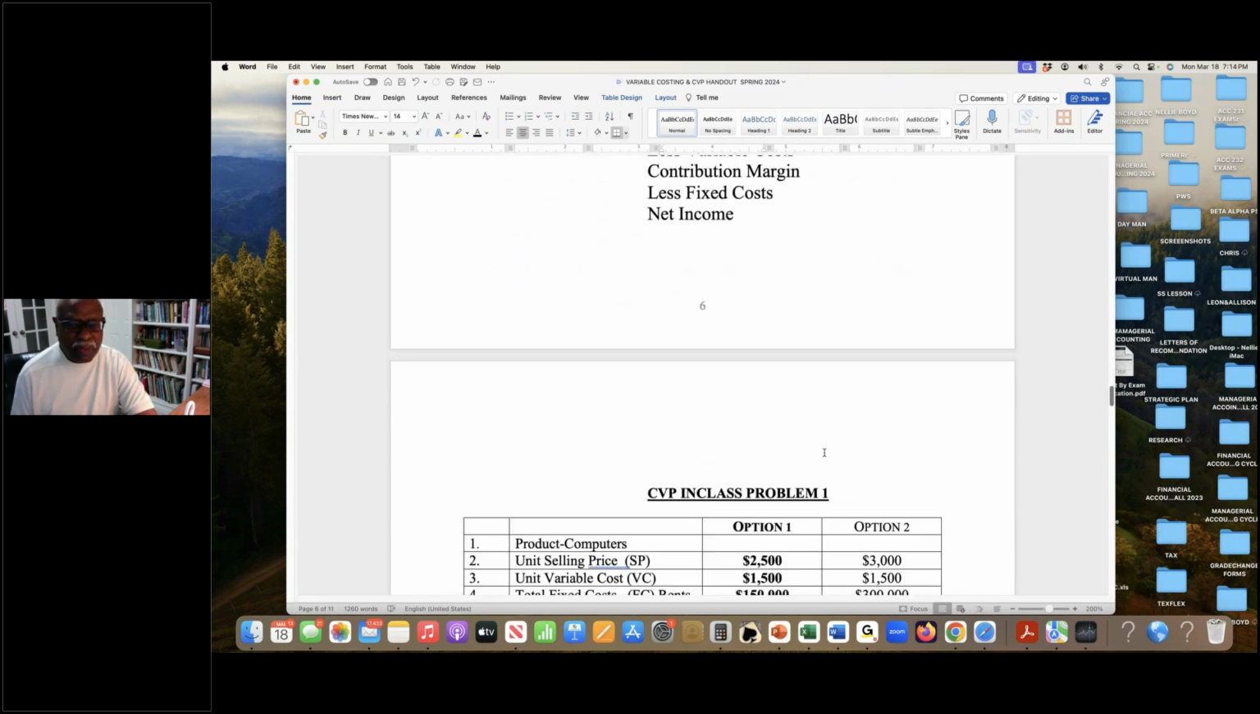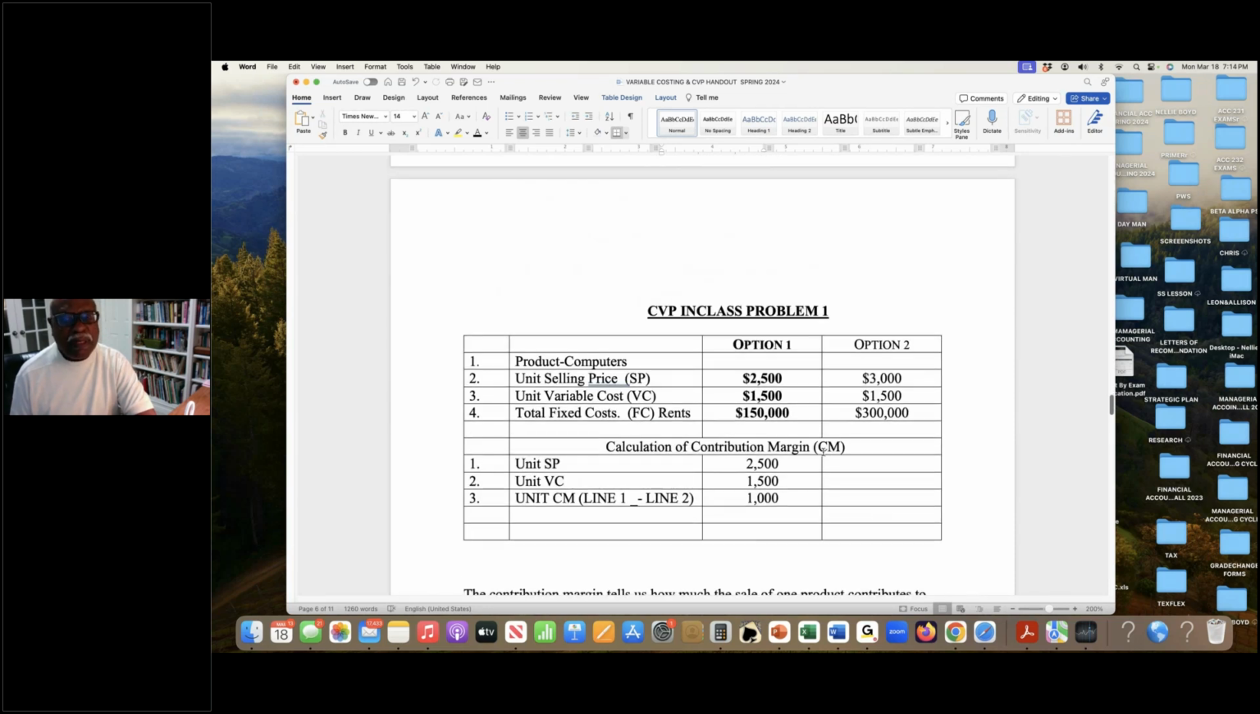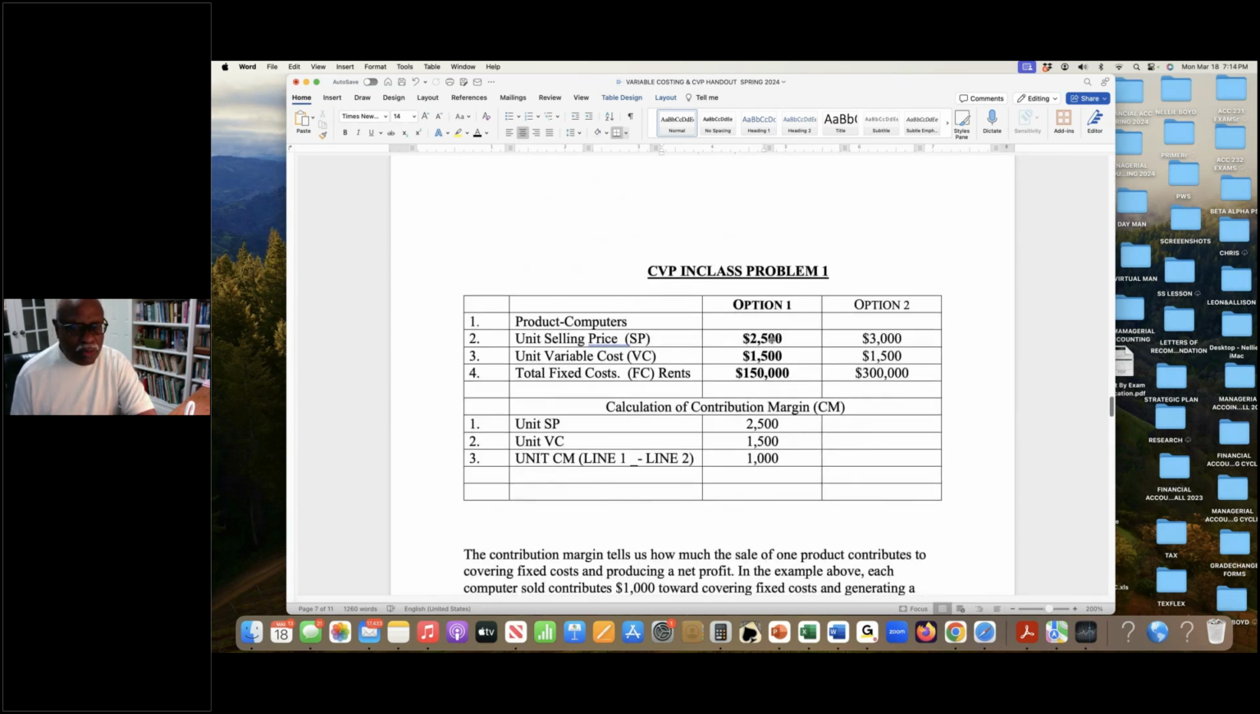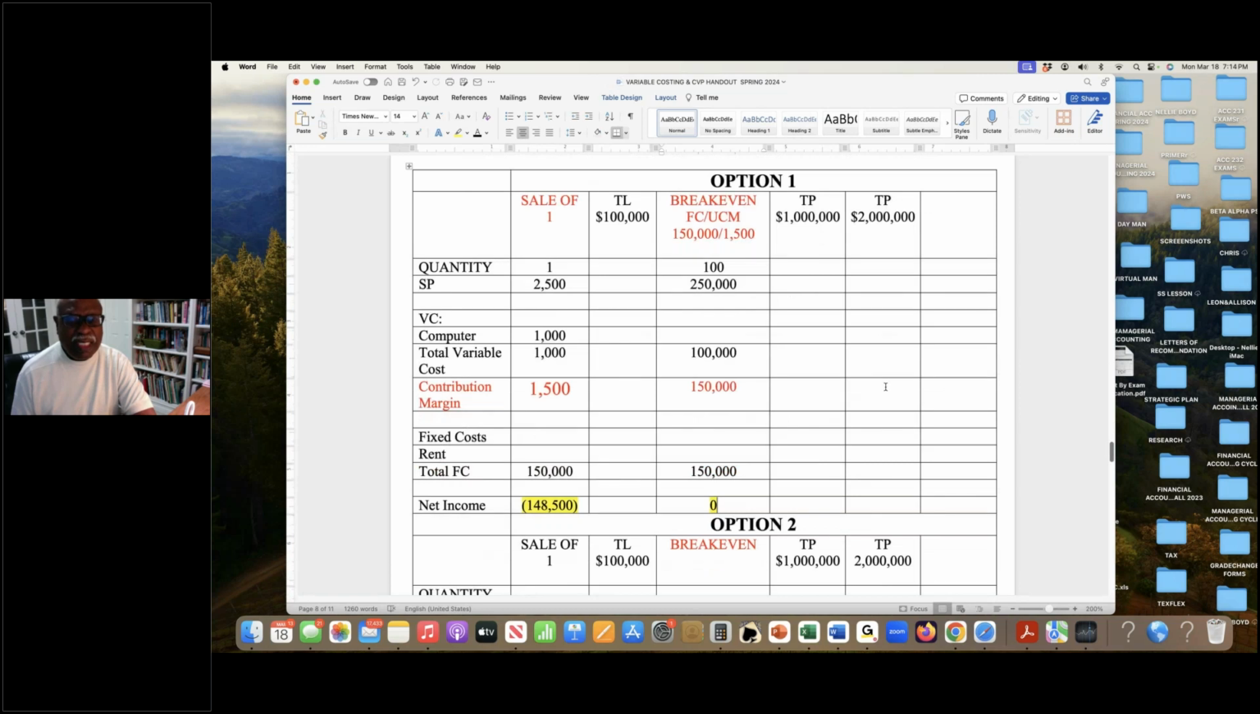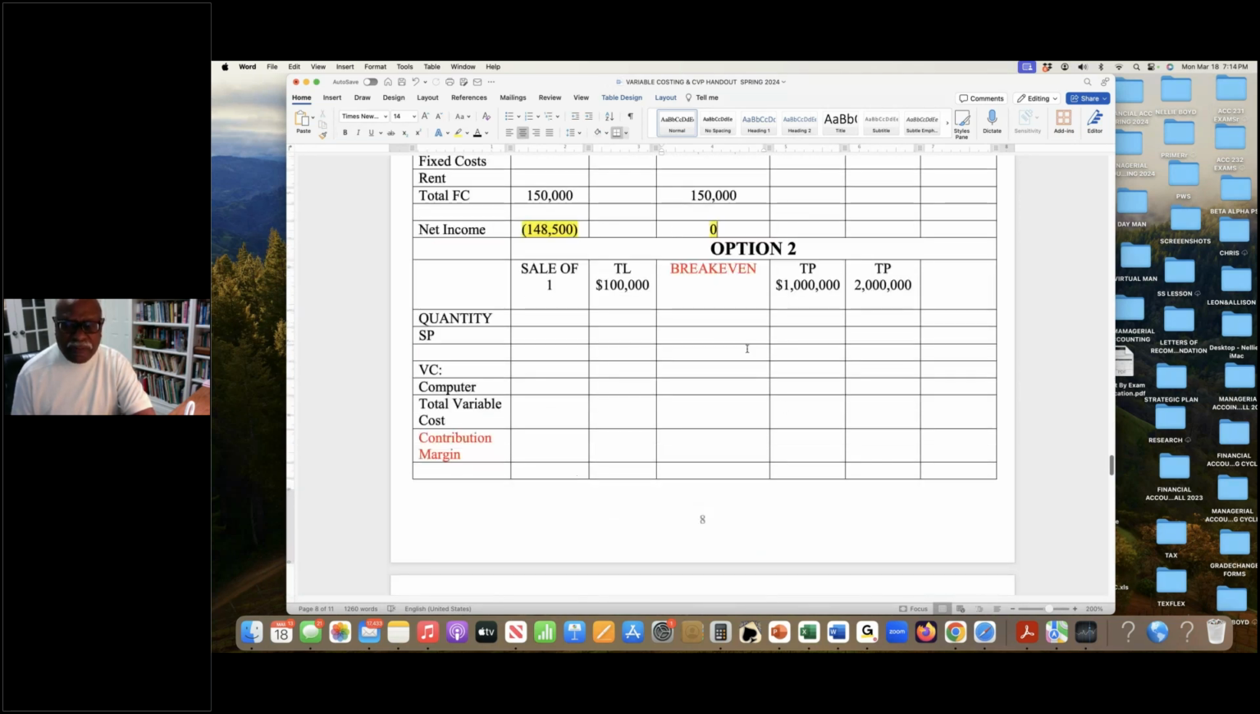Okay, then here's this in-class problem. Go to option 2 and do break even. So we had option 1 and we calculated break even. Go to option 2 and calculate break even with another set of facts: selling price, variable cost, fixed cost. Calculate the break even quantity. So just go down to option 2, do the sale of 1 and break even, and we will pick it up from there next time.